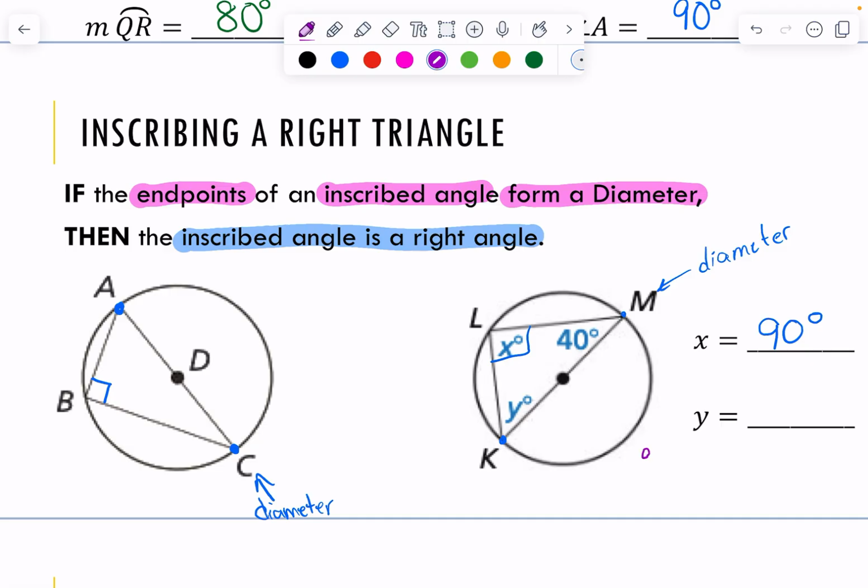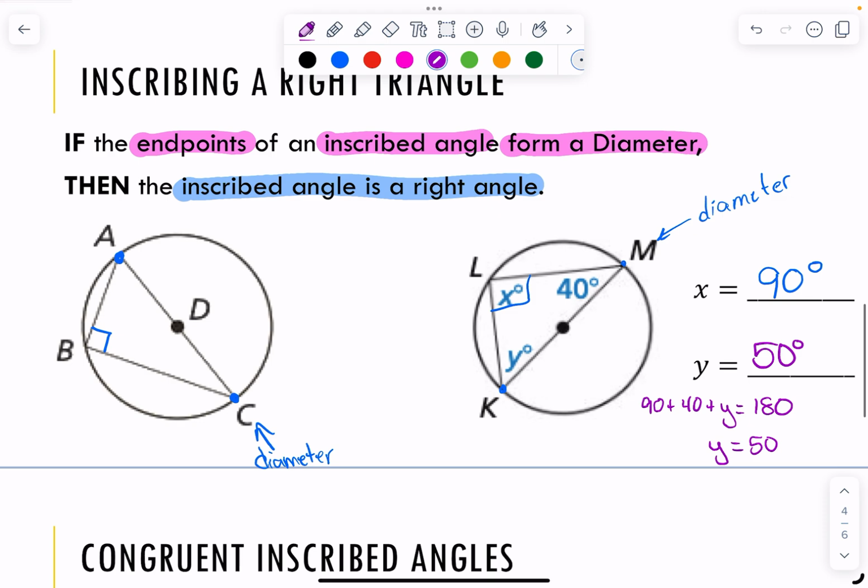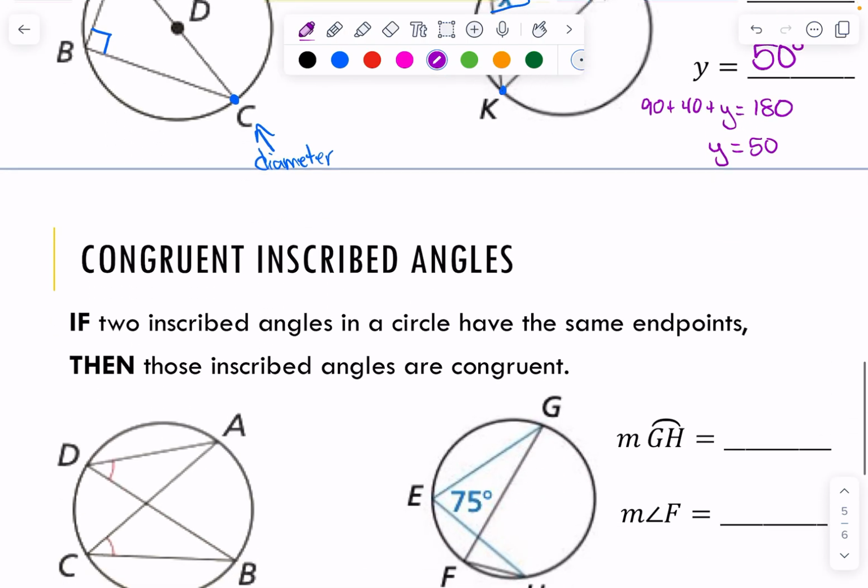Now, once I know that's 90 degrees, then to find Y, I simply can take the triangle sum theorem. 90 plus 40 plus Y has to equal 180. So Y must equal 50 degrees. Okay? So that's how we can use that. So again, if the endpoints of an inscribed angle form a diameter, then the inscribed angle is a right angle.